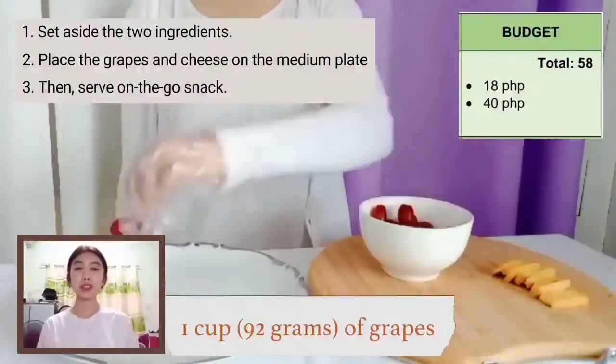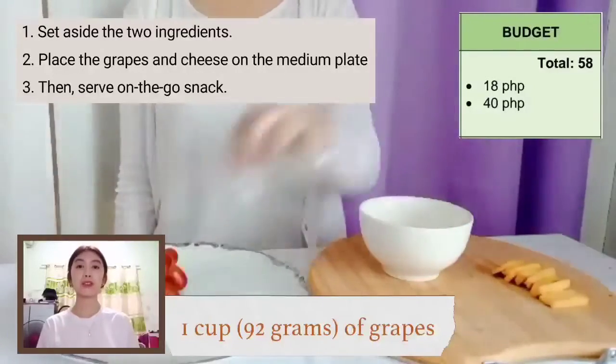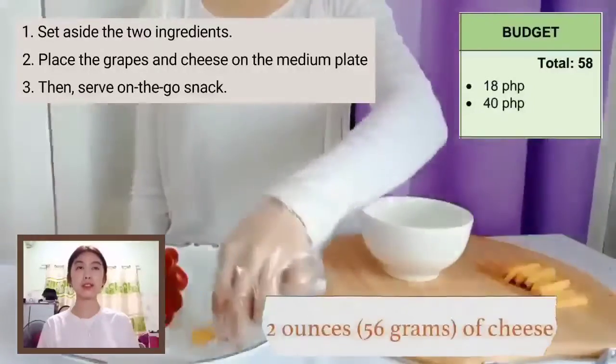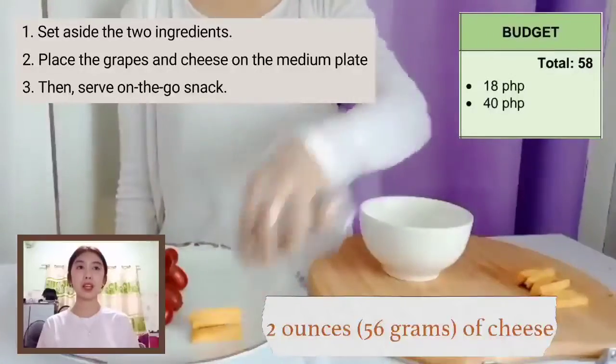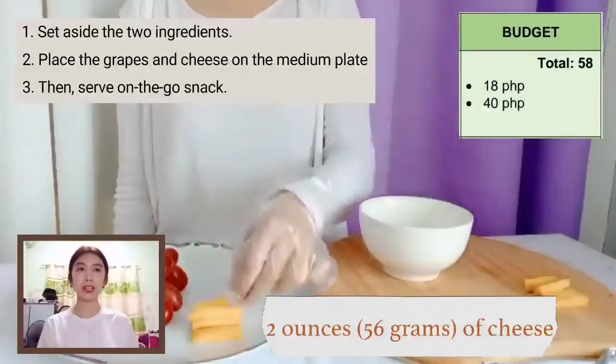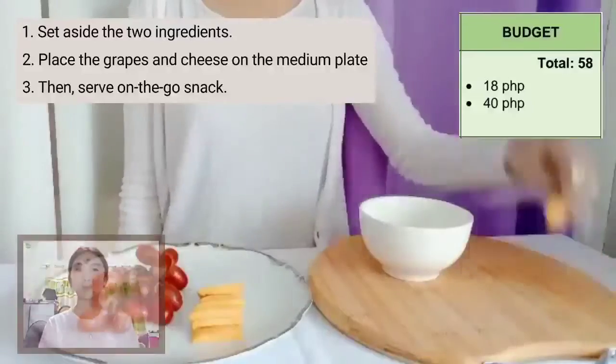Now for the cheese and grapes, first we have to set aside the 2 ingredients, place the grapes and cheese on the medium plate, and then serve as an on-the-go snack.